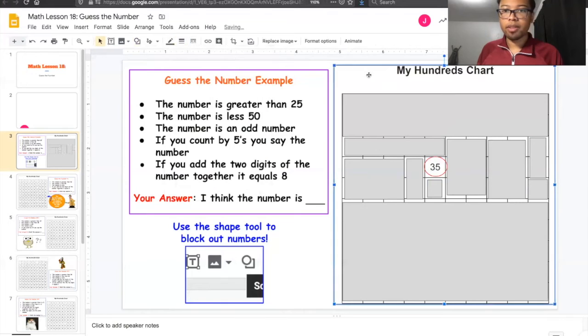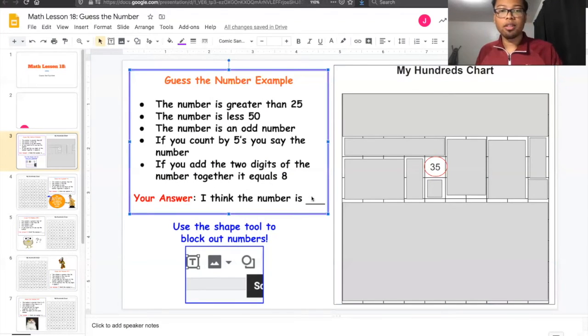Transparent, and let's make it red for fun. So 35 is my answer. So I can write right here, I think the number is 35. That's how I solved that number puzzle.